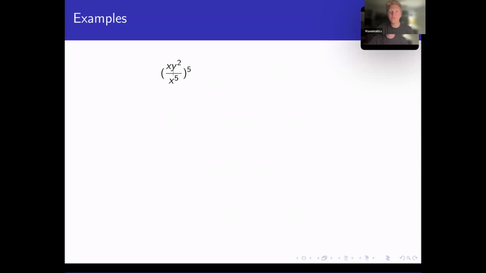X times y squared over x to the 5th, all raised to the 5th power. Okay, everything on the inside, x times y squared divided by x to the 5th. Everything is being multiplied or divided, so we are allowed to distribute that exponent. All of these are powers to a power, so of course the x just picks up the 5, but y squared will be multiplied by 5, and x to the 5th, the exponent will be multiplied by 5. 2 times 5 is 10, 5 times 5 is 25, and notice we have 5 x's up here, 25 x's down here. We can cancel out 5 of them.